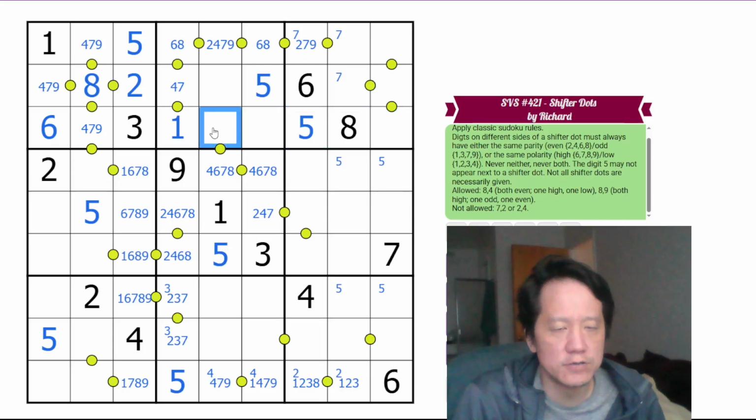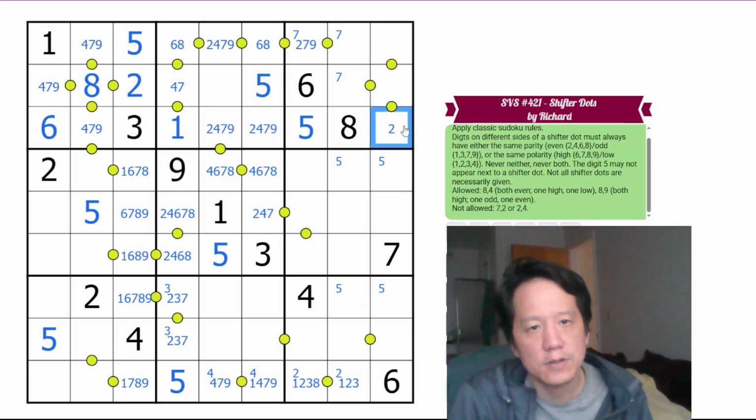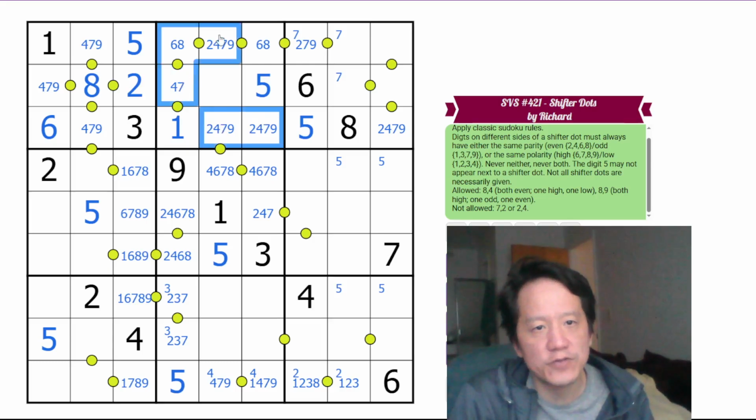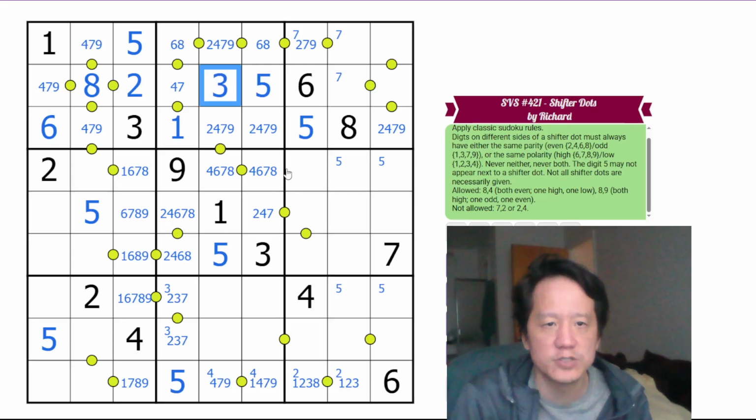Remaining digits in row 3 are 2, 4, 7, 9. Well, we have a 2, 4, 7, 9 quadruplet in box 2, which eliminates 2, 4, 7, 9 in the rest of the box. Also, we have a 6, 8 pair, so this can't be 6 or 8. This must be a 3 then.